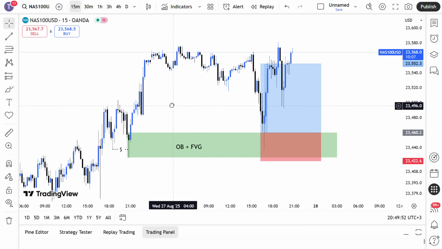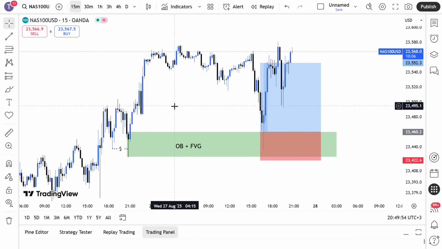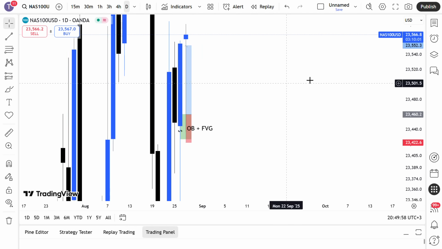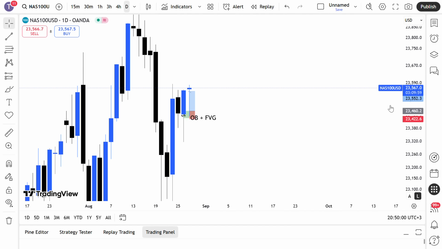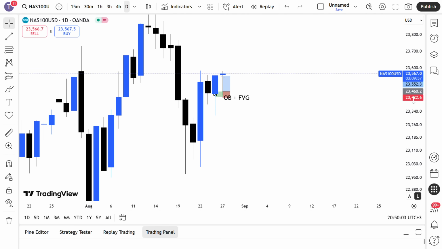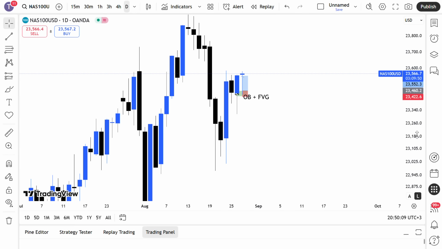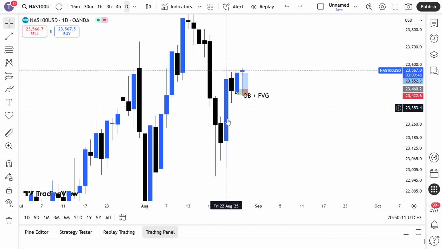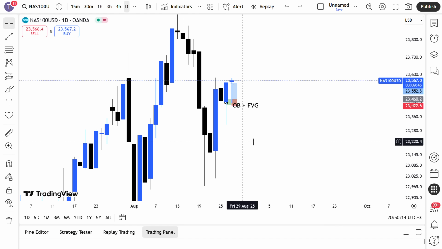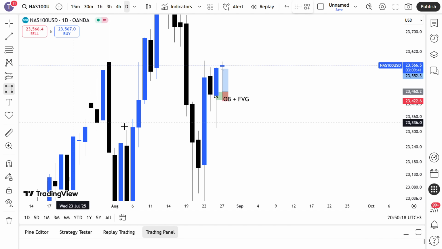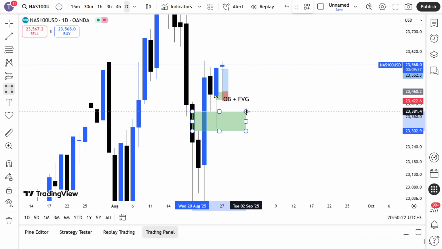When I opened my charts on NAS 100, I started the analysis from the daily time frame, and on the daily time frame I saw that currently the price was reacting from this order block. You can see the buying pressure on the daily time frame, and you can see this candle that was formed. There was a fair value gap that was left behind. So this fair value gap gave me an idea of what was going to happen.